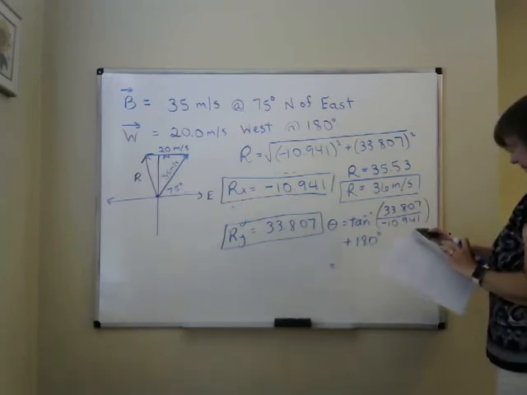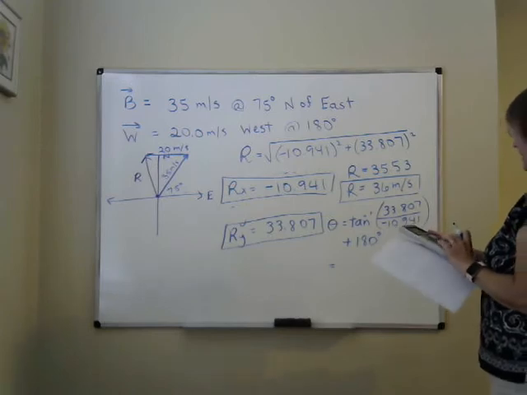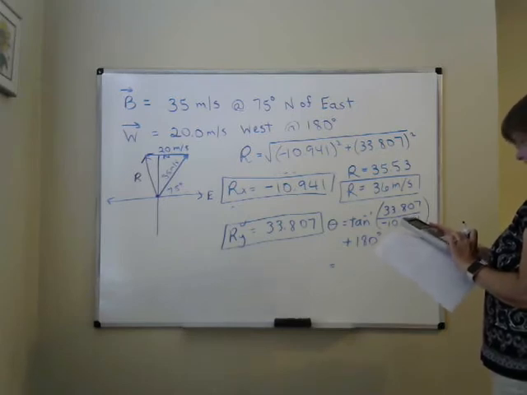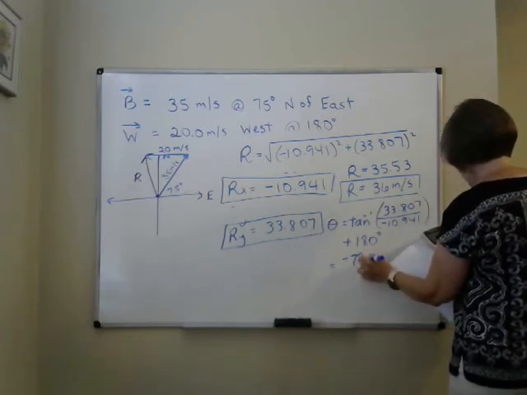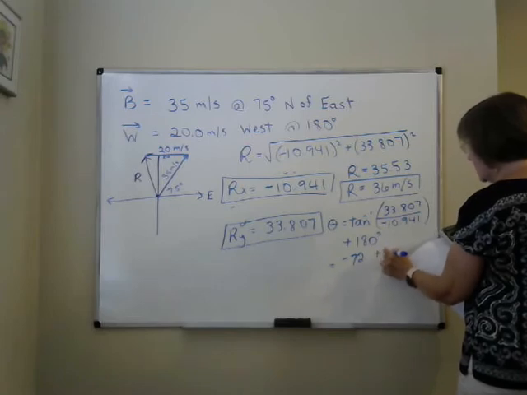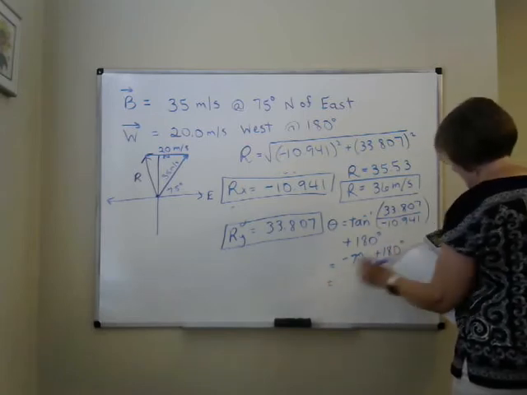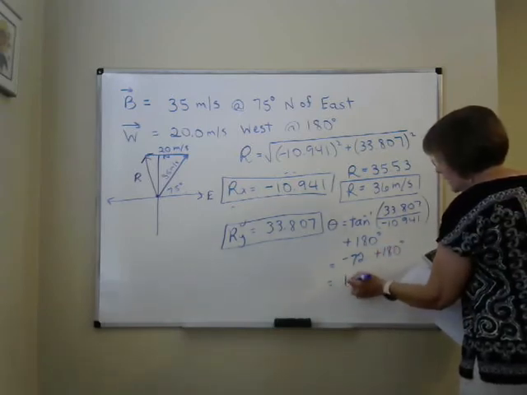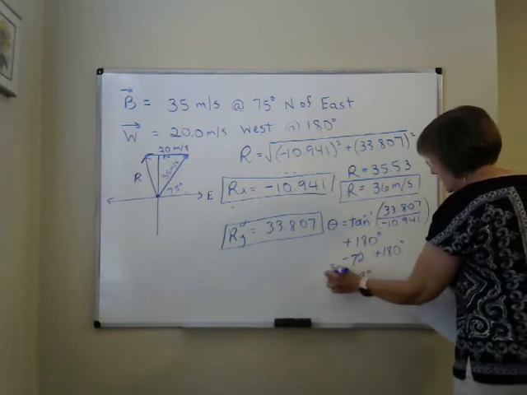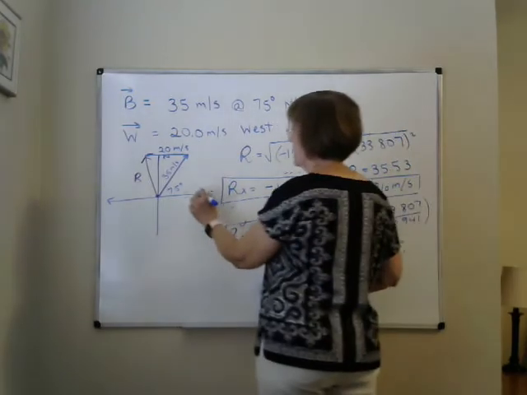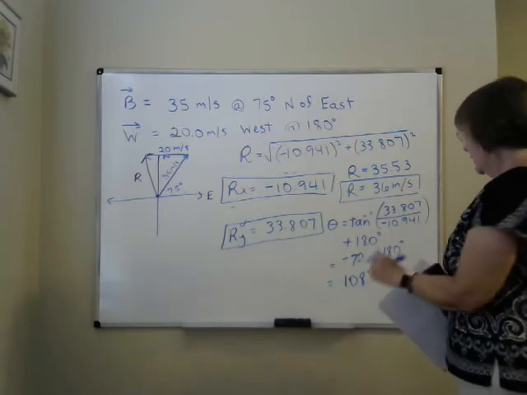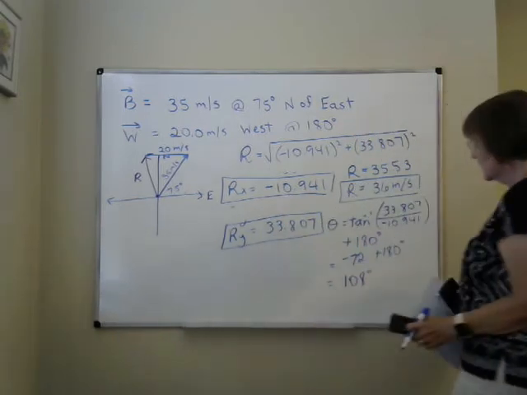So what does that give me? Tangent inverse of 33.807 divided by negative 10.941 is negative 72 degrees plus 180 degrees. Comes out to be 108 degrees. That makes perfect sense. We know it's over 90. 108 looks really, really reasonable. Okay? The picture helps us see that the answer that we get is reasonable.